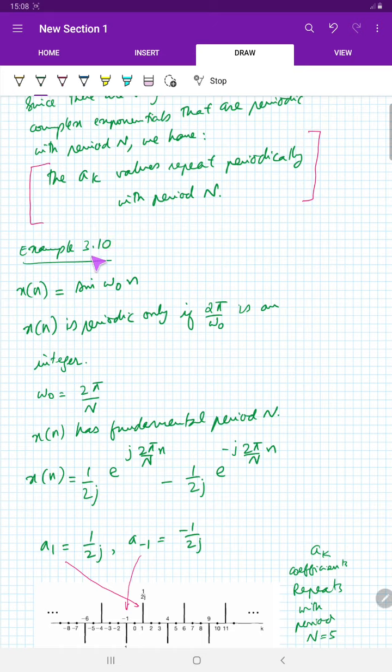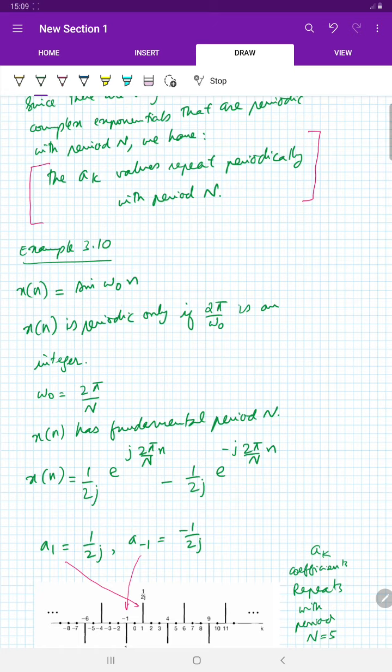For example, this is example 3.10 in the book. We had done a similar example for the continuous time case. So we have to represent the discrete time periodic signal sine omega naught n in terms of its Fourier series. Now sine omega naught n is of course a discrete time sinusoid, and we saw that there are certain conditions for this to be periodic. Not all discrete time sinusoids are periodic. For discrete time sinusoids to be periodic, there was a condition which the frequencies have to obey.